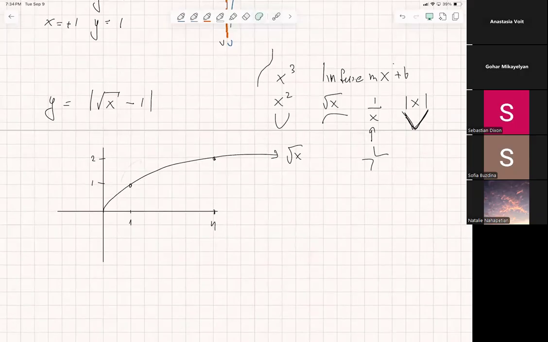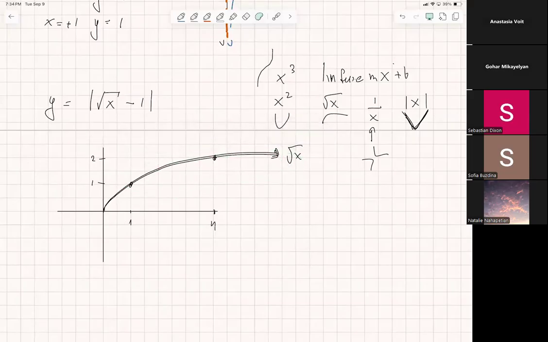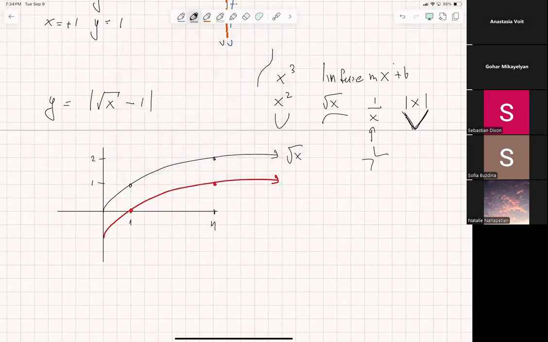So let me grab this beautiful graph, duplicate it, and shift it 1 unit down. So that's going to be right here. And let me change the color, I guess, so that we can clearly see. So that's going to be my square root of x minus 1. Okay, now the last step is applying this absolute value.